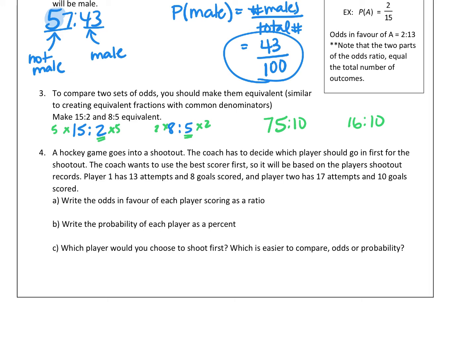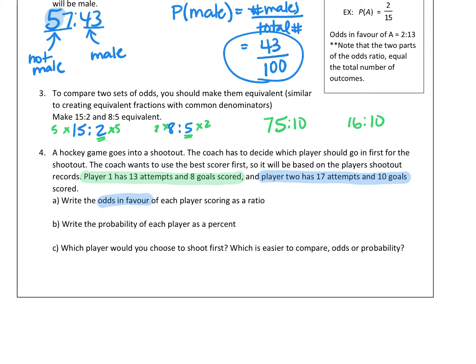A hockey game goes into a shootout, and the coach has decided which player should go in first. He wants to use the best scorer first, so it will be based on the players' shootout records. Player 1 has 13 attempts and 8 goals scored. Player 2 has 17 attempts and 10 goals scored. Write the odds in favor of each player scoring as a ratio.